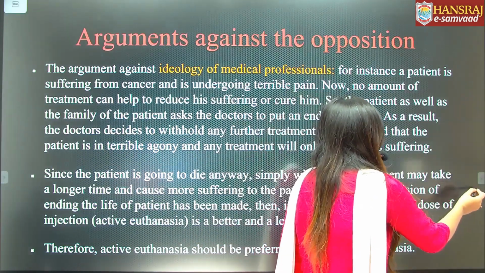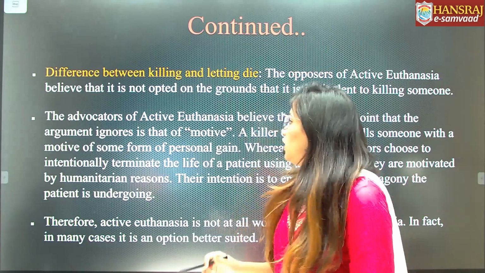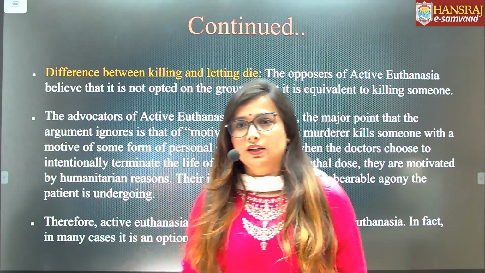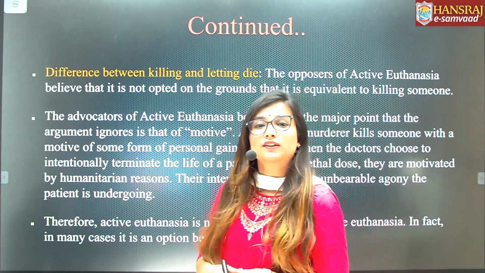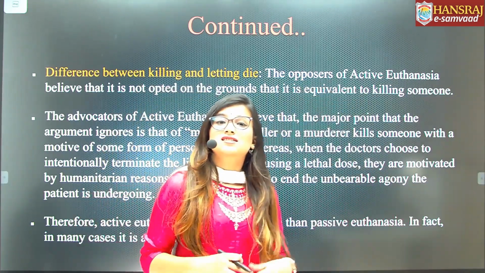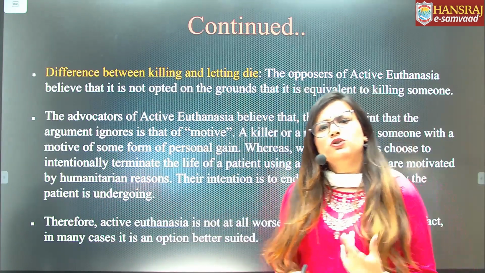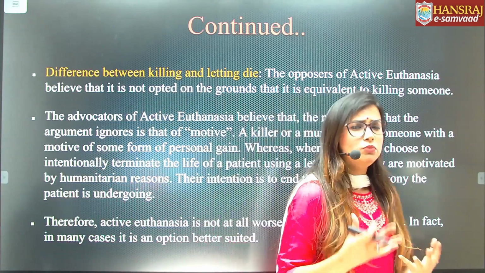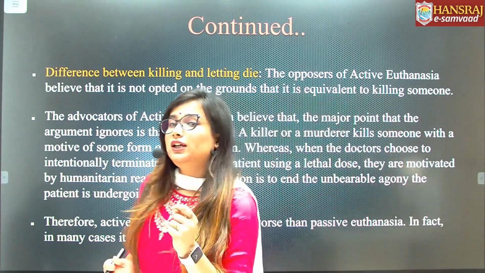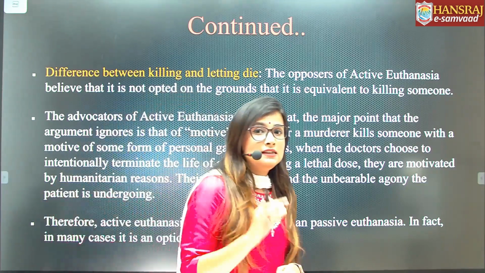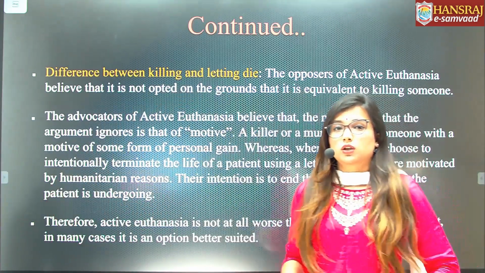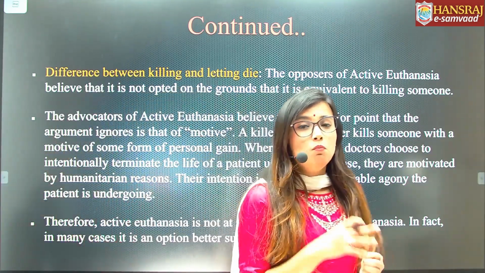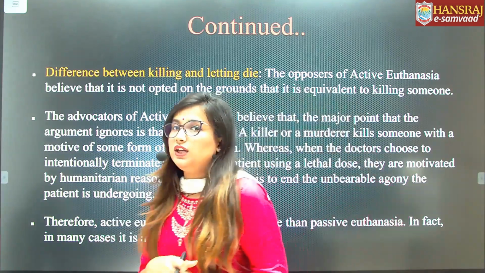Now, moving on. The second argument was the difference between killing and letting die. The opposers of active euthanasia believe that it is not opted for on the ground that it is equivalent to killing someone. Now, if we talk about killing, why do we call somebody a killer or a murderer or a criminal? The most important aspect of killing is motive. When a person kills somebody, the motive behind doing that is very important.